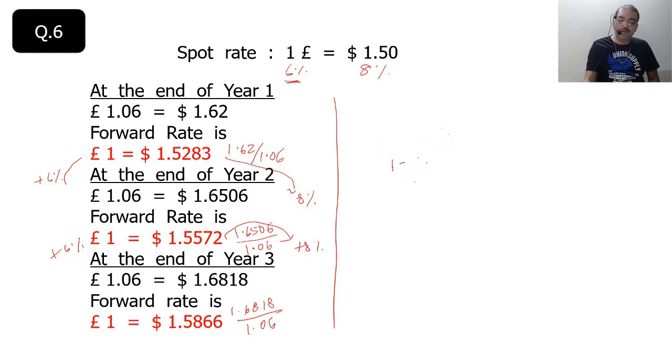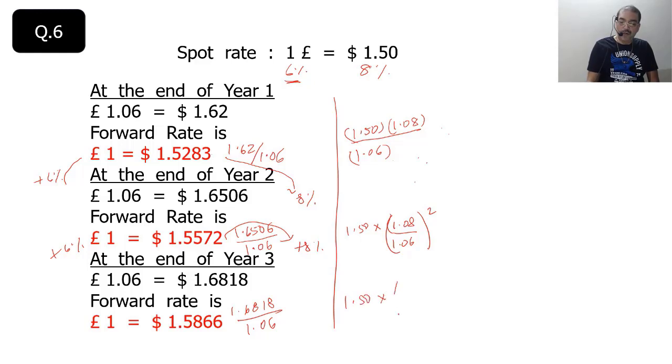Okay, let us try doing this one more method. 1.50 into 1.08 upon 1.06, because this is going to be into 1. Then this will be 1.50 into 1.08 upon 1.06 the whole square. This will be 1.50 into 1.08 divided by 1.06 the whole cube. Same thing can be worked out in this method also. Answer will be the same. Point is clear? You can try it out.